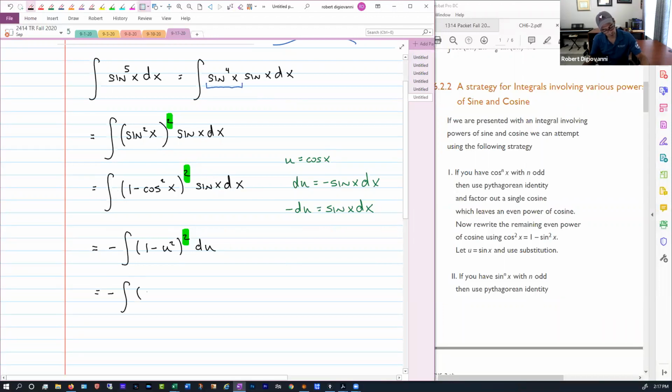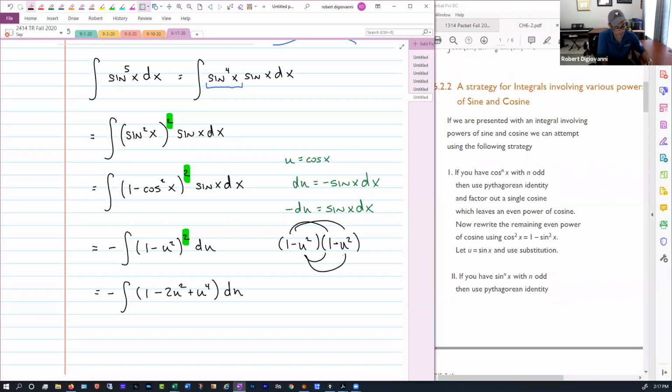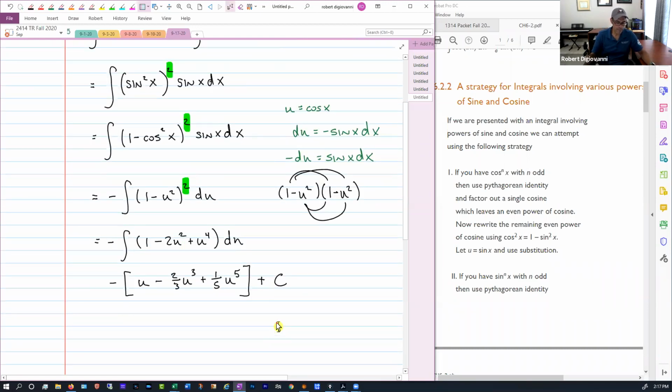Okay, so square that. That would give you 1 minus 2u squared plus u to the fourth du. So I just did that on the side, like scratch work. I did it in my head, but I just FOIL. And then put those together, combine like terms, and I got those 3 terms. Now I can do each one of those individually. So minus, okay, antiderivative of that is u, minus 2/3 u cubed, plus 1/5 u to the 5th, all of that plus c. And then I'd replace all the u's with cosine.